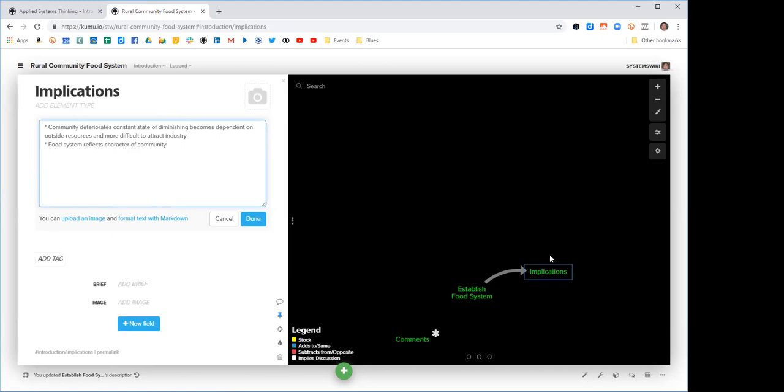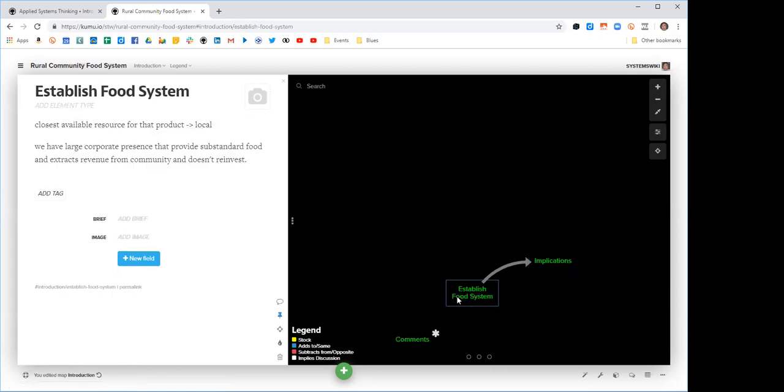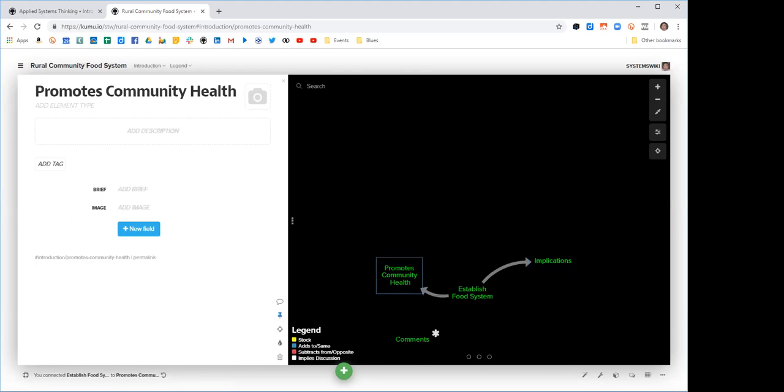So one of the reasons for doing it is that it promotes community health. Yes. Okay.